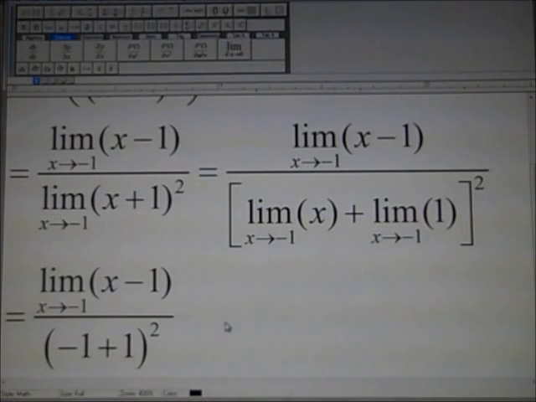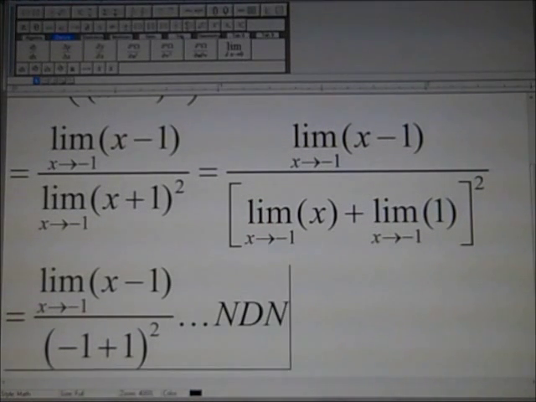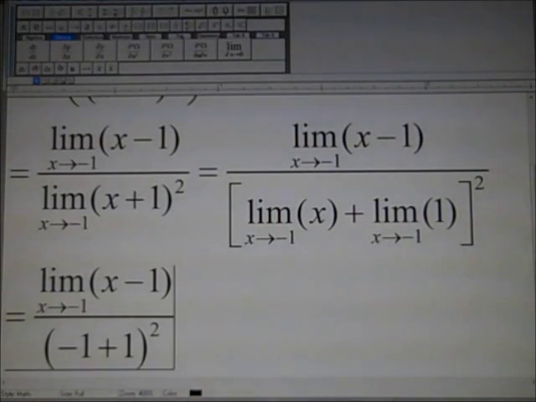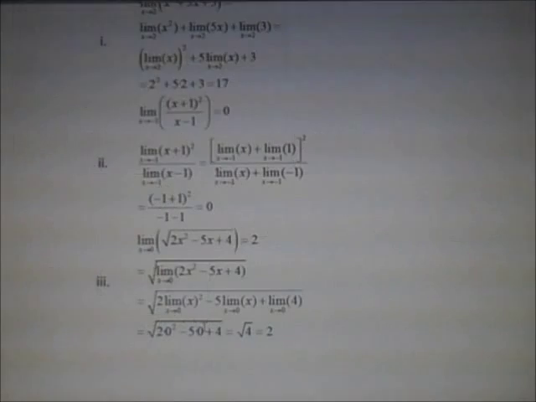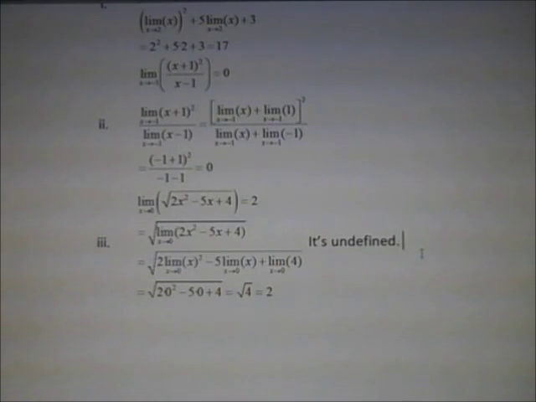Well, what have I just done by putting a negative 1 plus 1 in the denominator? I'm dividing by 0, which is bad. So we say this does not exist, or it's undefined. So there's no answer to this one because we're dividing by 0. The quotient only works when I'm not dividing by 0. So what we would say to this problem is that it's undefined. Using the tools that we have currently, we can't evaluate this.